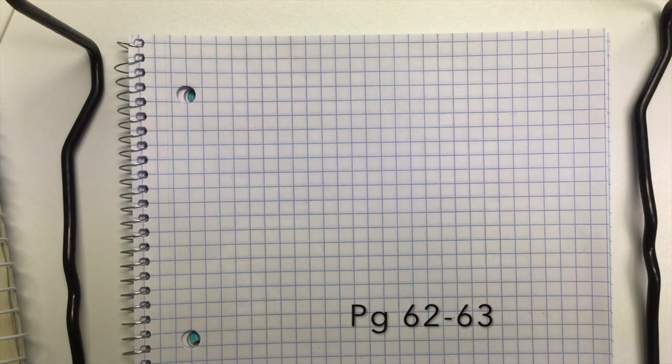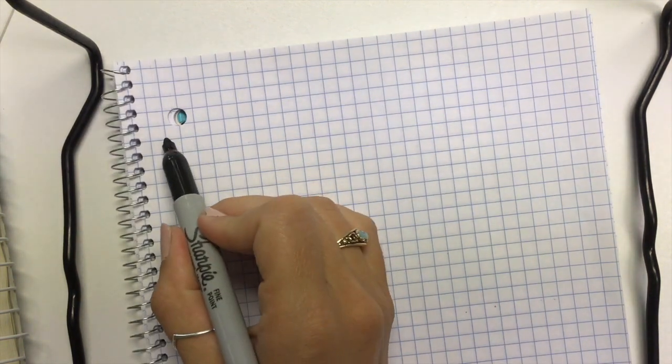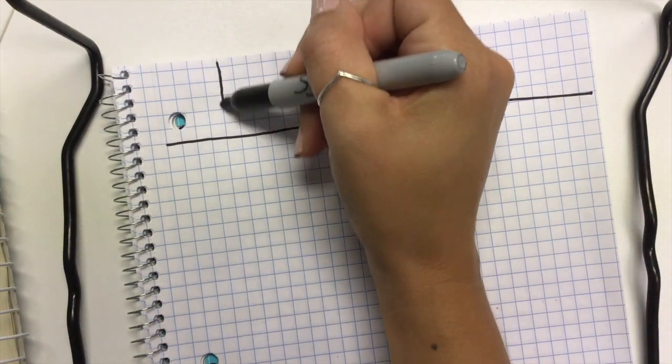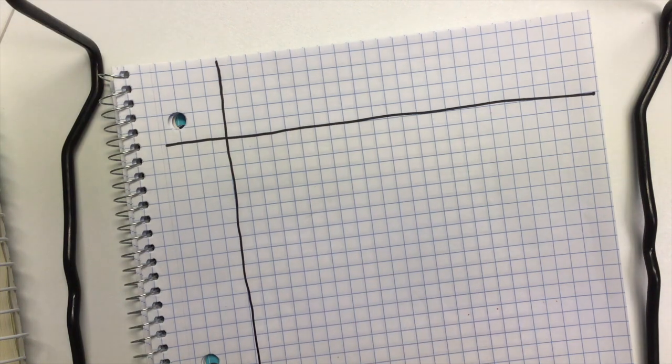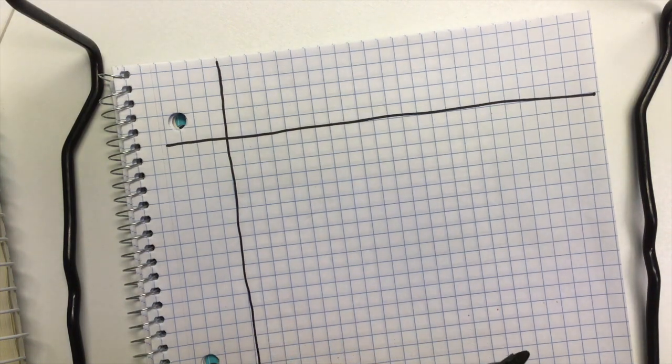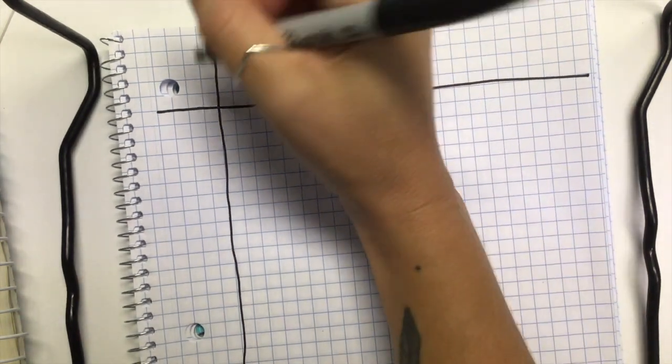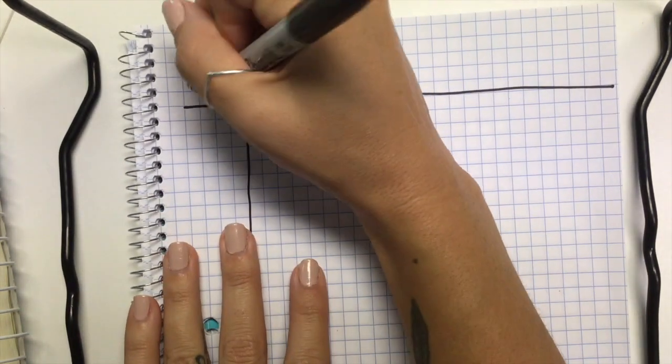Okay guys, we are back to Cornell notes. So please make sure that you draw out your lines for the title, the header, and then a column for your key terms. I probably should have made that one a little bit bigger. Sorry about that. Okay, we are going to be on page 62 in our math books.